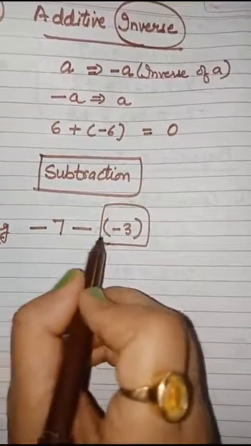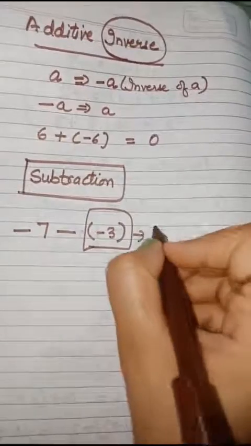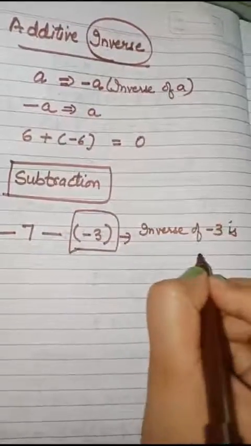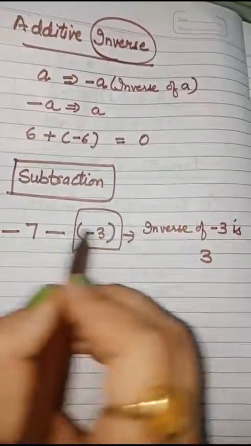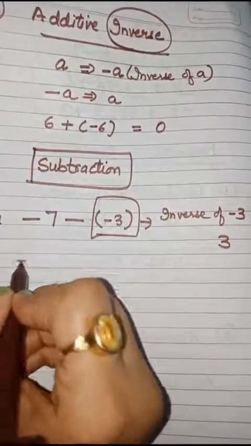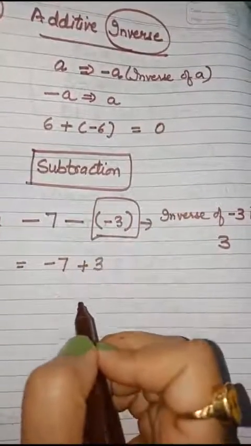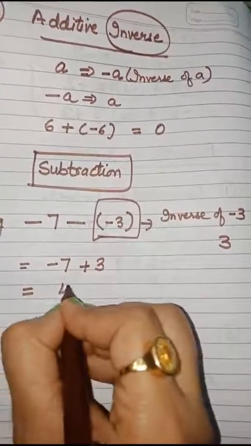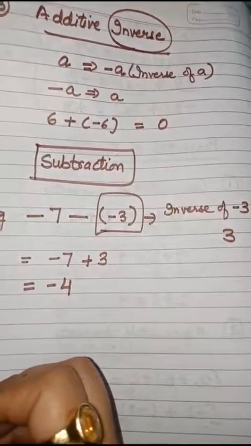Here in this example, we have to subtract minus 3 from minus 7. So what will be the inverse of minus 3? It is 3. That means the inverse of the integer to be subtracted has to be added for the subtraction. That means it is equal to minus 7 plus 3. And we have learnt plus minus is minus. So we will do the subtraction, that is 4 and the sign of the greater number. The answer is minus 4.